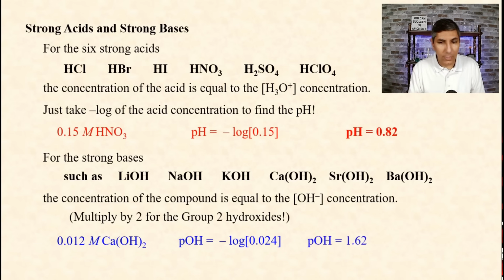And when you do that, you find that the pOH is 1.62. And to find the pH, you take 14 minus that value. So you find that the pH is about 12.38 in that case. Now, let's take a look at what happens in the case of weak acids.